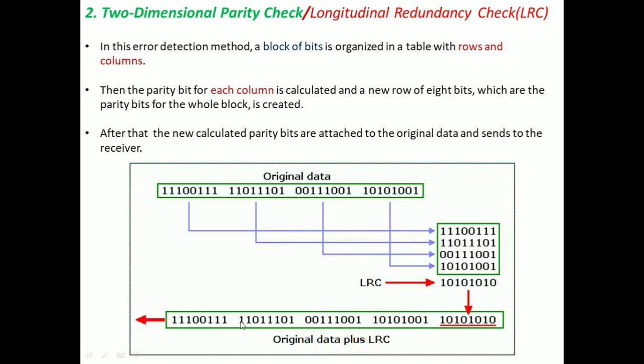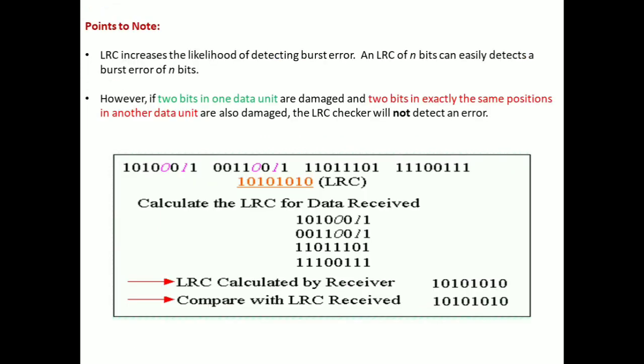Now this will be sent to the receiver, and the receiver processes and checks again. If there is any error it discards the data, and if there is no error the receiver is going to receive the data. So let us consider some points about LRC.